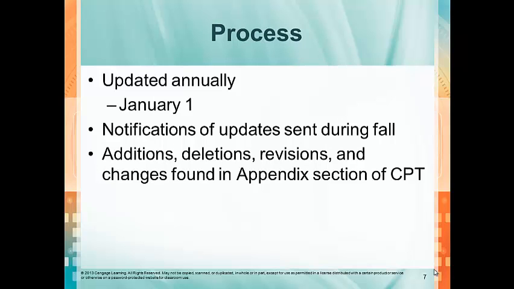CPT is updated annually. The update notifications come out in early fall to allow time for providers to become educated and get their systems in compliance for the January 1 code changes. Coding changes that are announced include additions, deletions, and coding changes or revisions from the previous year. Coders need to review the annual updates in CPT so that the claims submitted are not rejected because of invalid codes or incorrect coding. They are listed in the appendix section of the CPT.